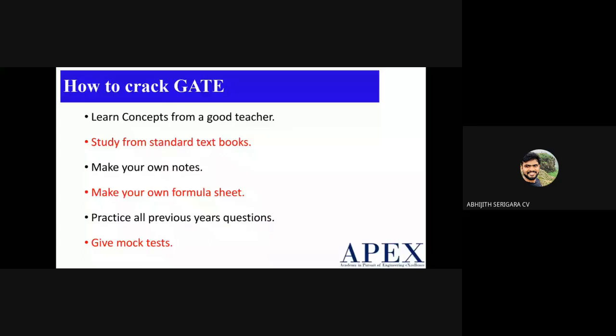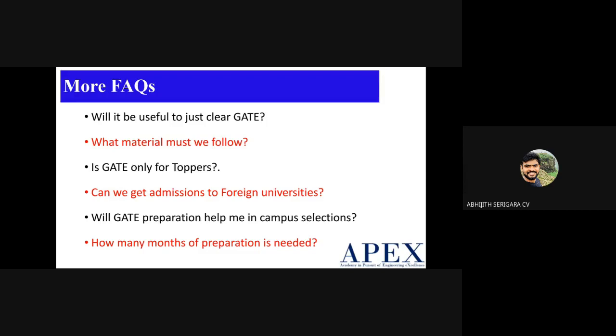Okay, next, more effective. I will just tell you all these frequent tasks. Will it be useful to clear GATE? I have clarified that in your GRFs. I've said even if you just clear GATE, it is useful. What material must we follow? A good teacher, textbook. Then you can follow coaching institute material.